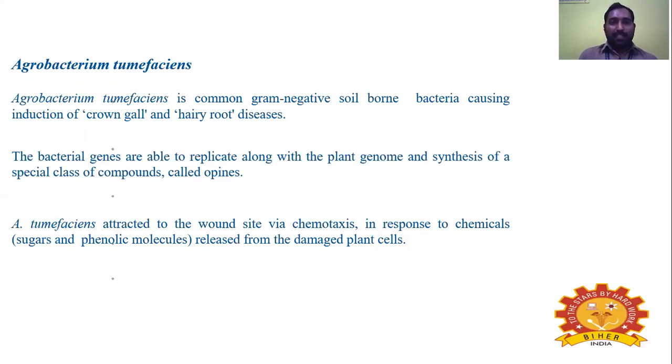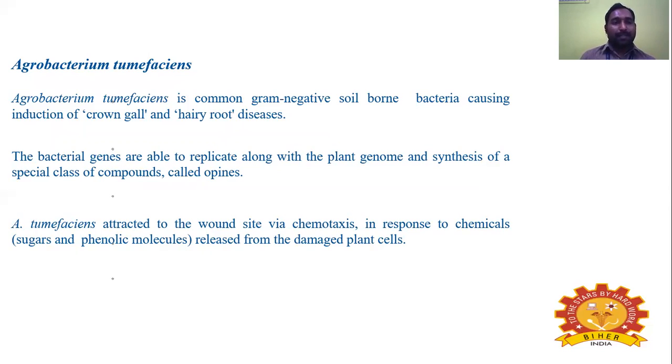The first one, Agrobacterium tumefaciens. This Agrobacterium tumefaciens is a common gram-negative soil-borne bacterium which causes a disease called crown gall or hairy root disease. And these bacterial genes are capable of replicating along with the plant genome. So that is more important. And also there is a synthesis of a special class of compounds called opines.